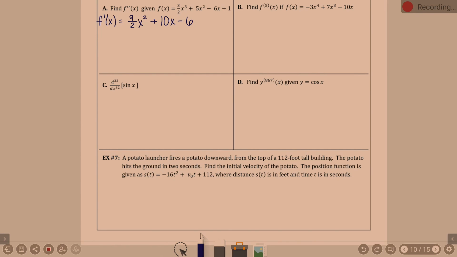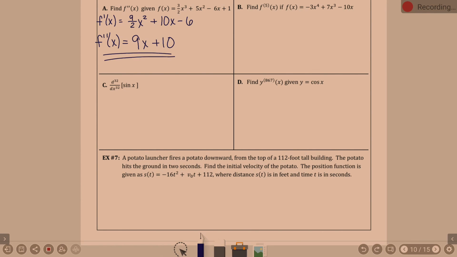9 halves x squared plus 10x minus 6, because the derivative of 6x is 6, the derivative of 1 is 0. Now, second derivative then. Now you're just taking the derivative of what you just did. So 2 times 9 halves, 9x to the first. Derivative of 10x, 10. Derivative of minus 6, 0. There's your second derivative. Good job.